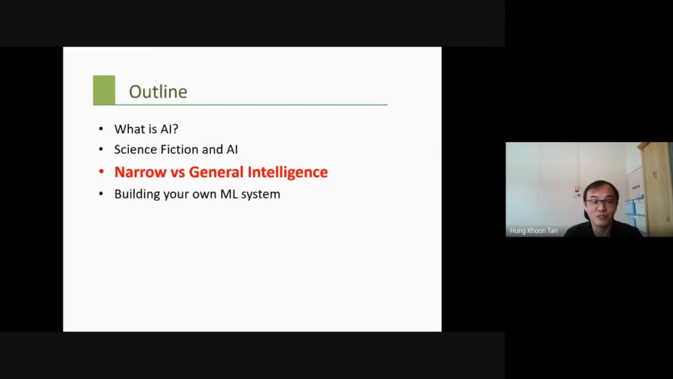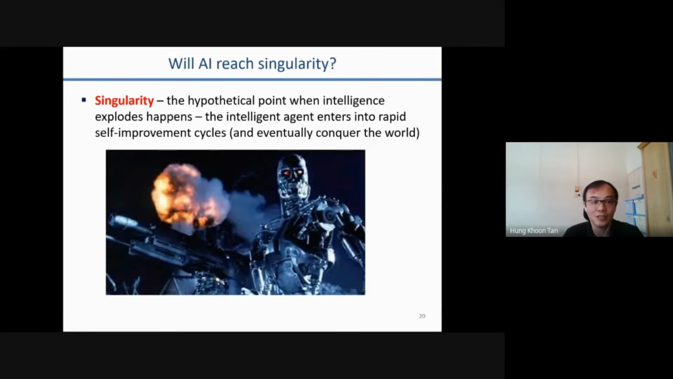So in the movies, we see that a lot of these movies actually involve the story where a machine takes over the world. So here I would like to introduce you to the term singularity. So what is singularity? Singularity refers to the hypothetical point where there is an explosion in terms of artificial intelligence, where the intelligent agent enters into rapid self-improvement cycles, and they self-improve until they achieve superhuman intelligence, and eventually they conquer the world.